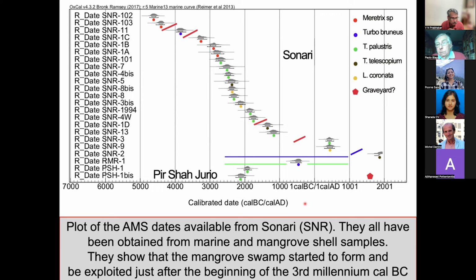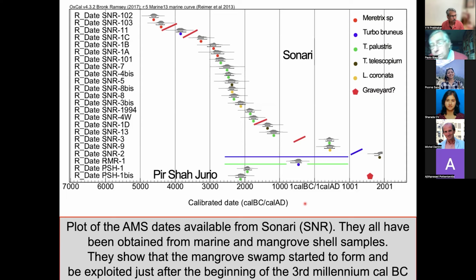So Meretrix is the bivalve of the sand environment. The turbo is not interesting for us in this case, but if you have a look at the green and the black, you see they are classical mangrove swamp shells. They start to appear here, and they continue down to here. Before this period, the landscape was not suitable for the life of these two different species. What does it mean? There was no mangrove swamp. Fine. So the mangrove swamp started to grow roughly around 3,000 years before Christ in calibrated years.